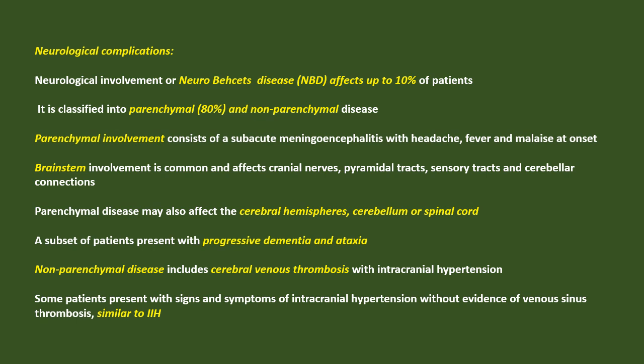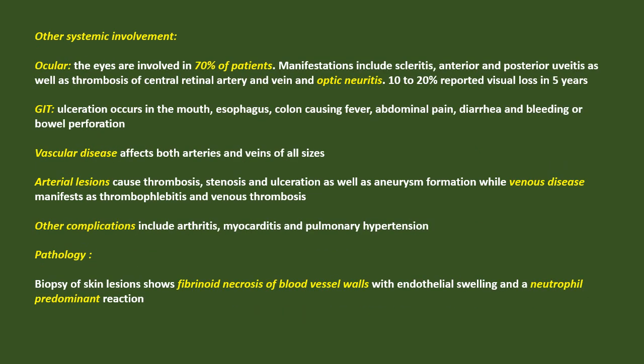Non-parenchymal disease includes cerebral venous thrombosis with intracranial hypertension. Some patients present with signs and symptoms of intracranial hypertension without evidence of venous sinus thrombosis, similar to idiopathic intracranial hypertension. Other systemic involvement. Ocular: the eyes are involved in 70%. Manifestations include scleritis, anterior and posterior uveitis, as well as thrombosis of the central retinal artery and vein, and optic neuritis. 10 to 20% report visual loss in 5 years.